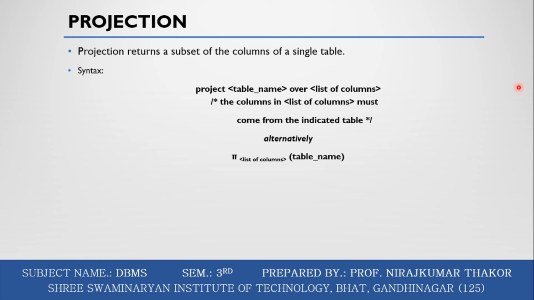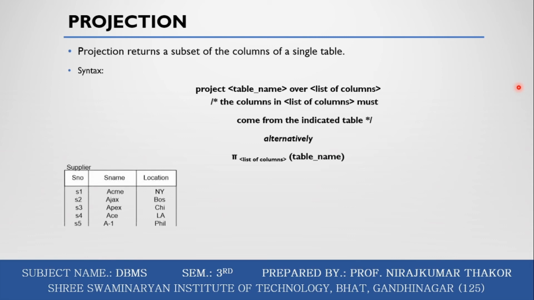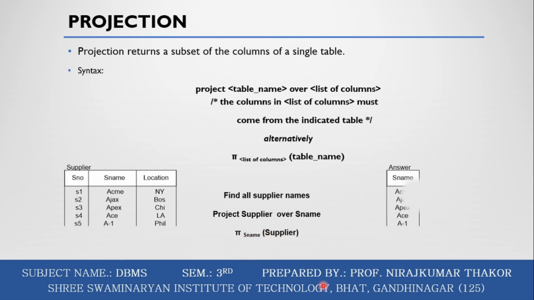Alternatively, in relational algebra syntax, pi, list of columns, then table name. Let's take the example here. Since the table is supplier, to find all suppliers' names: project supplier over serial name. Now pi serial name supplier, meaning we only want the names of all suppliers. Okay, so for that we only need one column, the serial name one. Then pi serial name, bracket supplier. Okay, so what will our resultant be? This will come, only the serial name and supplier name.